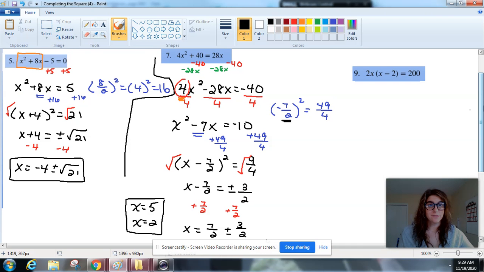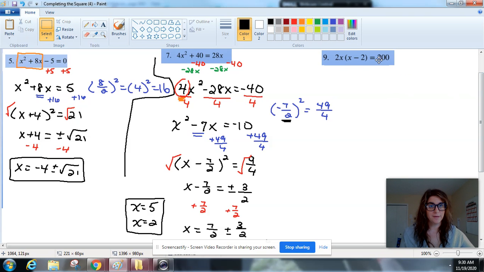Okay, and our last question, number 9. So number 9 is not set up for anything nice right now. I need to distribute that before I can do anything. So we're going to distribute that 2x into my x minus 2. That's going to get me 2x squared minus 4x equals 200.